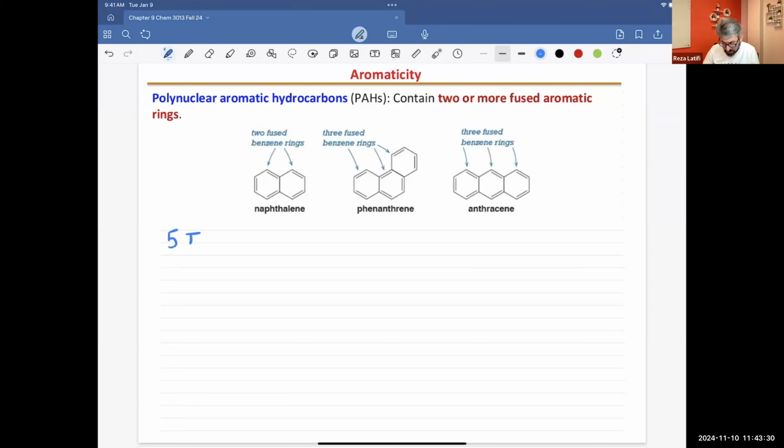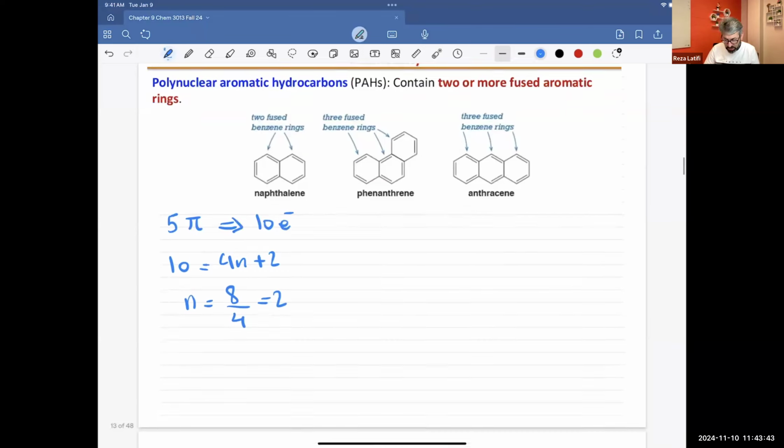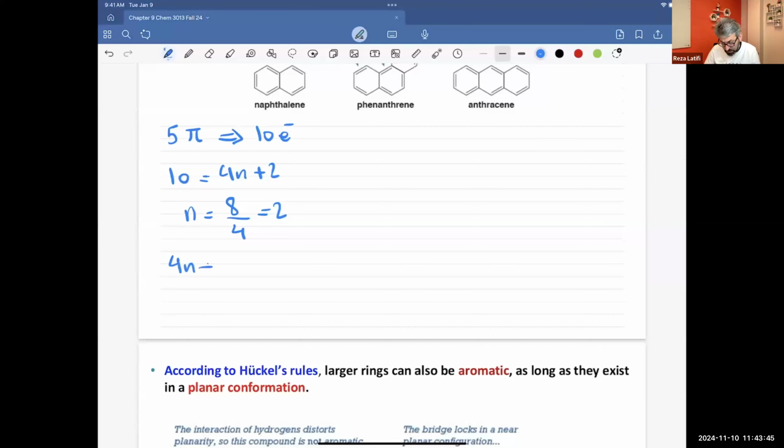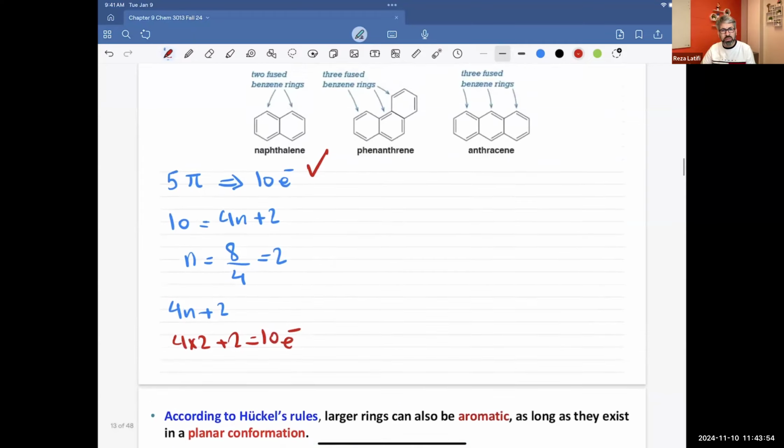So 5 pi bonds means 10 electrons. So I go 10 equal to 4n plus 2. And what's going to be the n? N is going to be 8 divided by 4. That's going to be 2. So this one is 4n plus 2. If you put n equal to 2, you go 4 multiply 2 plus 2. That's going to be 10 electrons. So this one is aromatic.